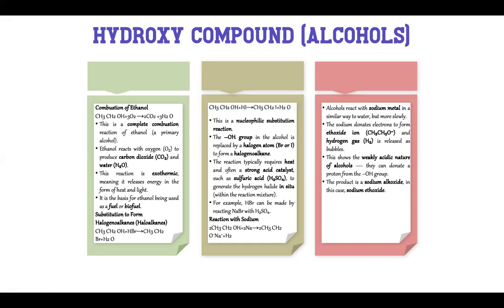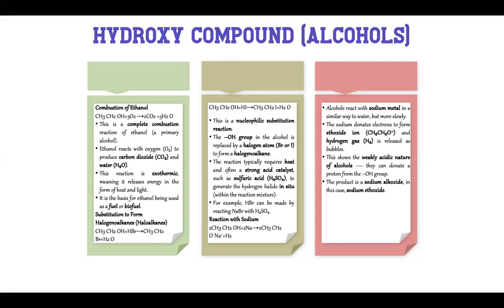And this is a complete combustion reaction of ethanol, a primary alcohol, where ethanol reacts with oxygen to produce carbon dioxide and water. And this reaction is exothermic, meaning that it releases energy in the form of heat and light. And it is the basis for ethanol being used as a fuel or biofuel.